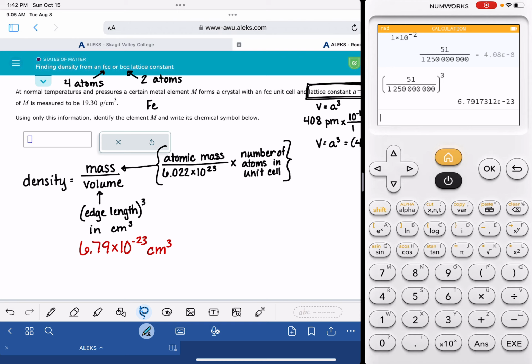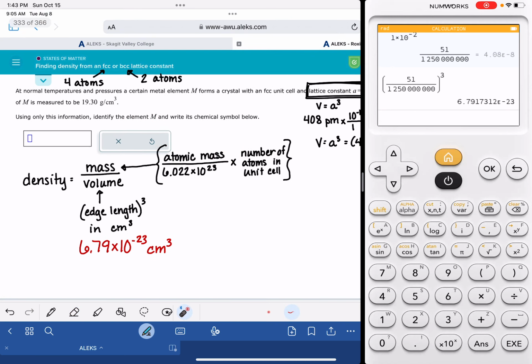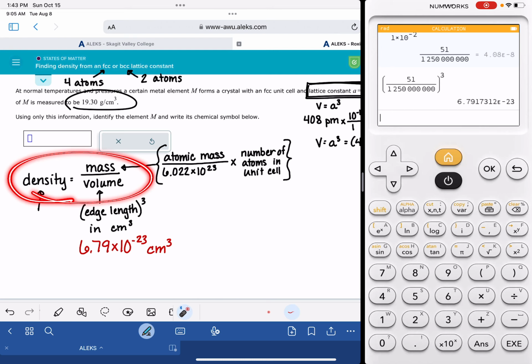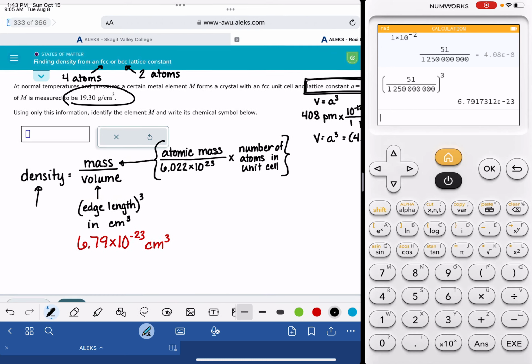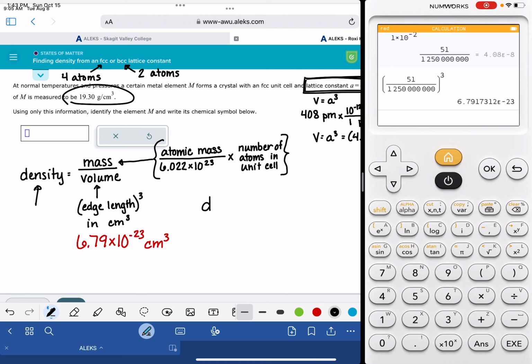Okay, so for me, I can't calculate the mass because I don't know what element I have. I don't have iron. That was just an example. What I do know is the density that was given to me in the problem. So I am going to take this density equation and rearrange it to isolate my unknown variable. So I'm going to say density times volume is equal to mass. I'm just using cross multiplication there. The density times the volume is equal to the mass.